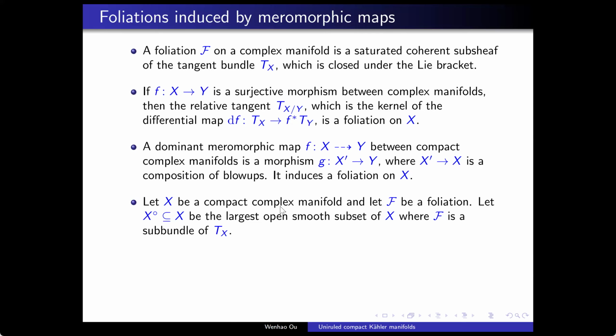Now let X be a compact complex manifold, and let F be a foliation. So I will denote X0 the largest open subset where F is a subbundle of TX. And I will call this open subset the regular locus of F.